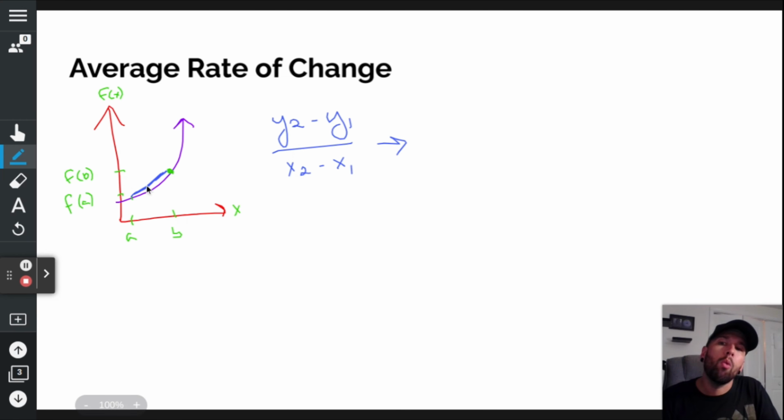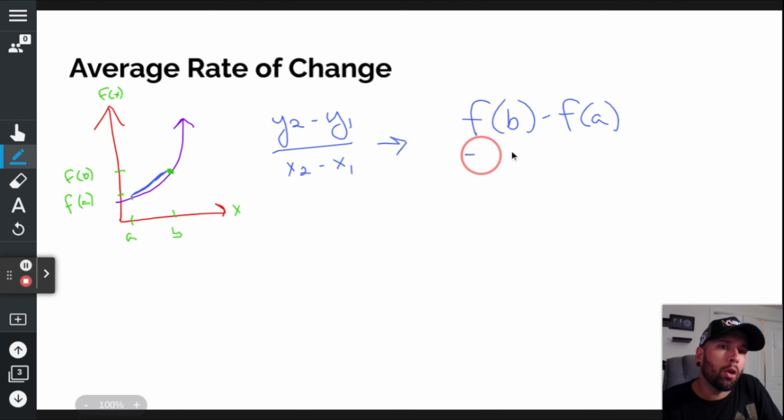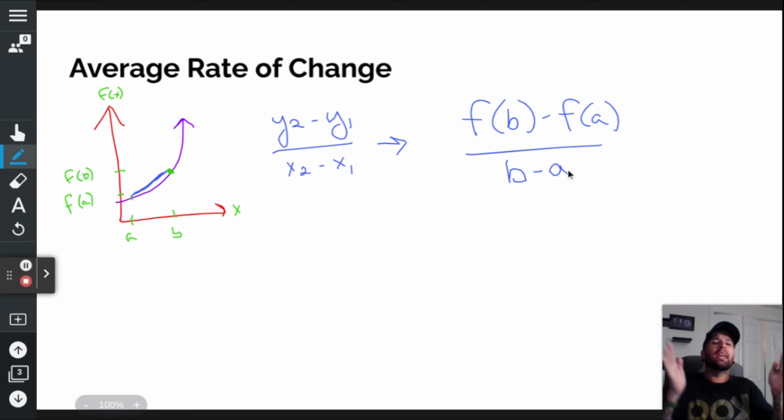So if I wanted to find the rise over run here, what I would do is do f of B minus f of A over B minus A. It's the same exact thing as the slope formula, but more AP Pre-Calculus-y. Okay? Average rate of change.